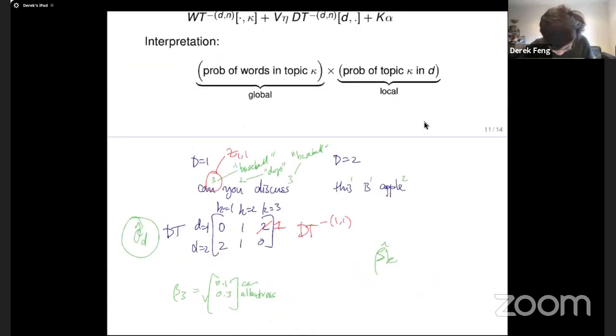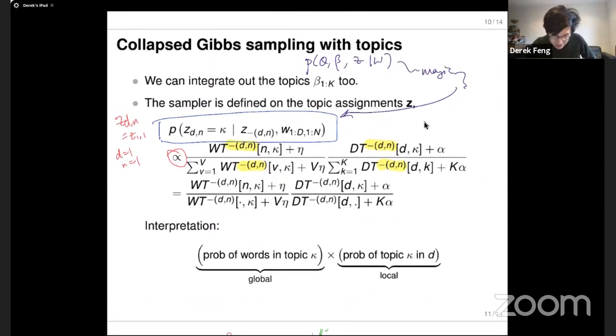Okay, and then here you're literally reading off, right? So I have my wt minus dn, and I have the nth row and the kappa column, right? So that's this guy here. It's the nth row and the kappath column. Here is the dth row and the kappath column. Okay, so you can just calculate this expression by reading off from the table.